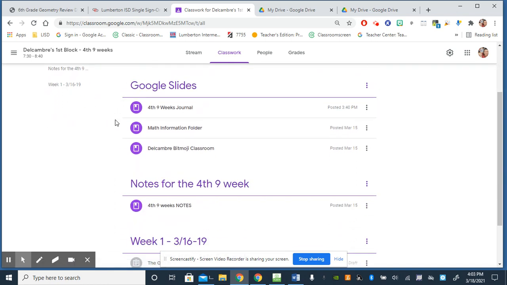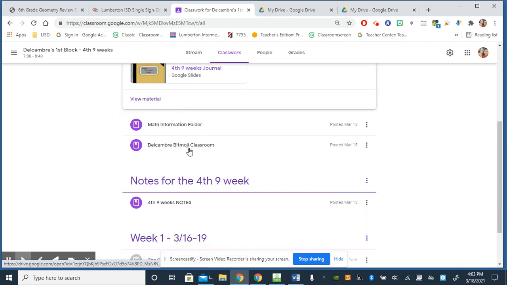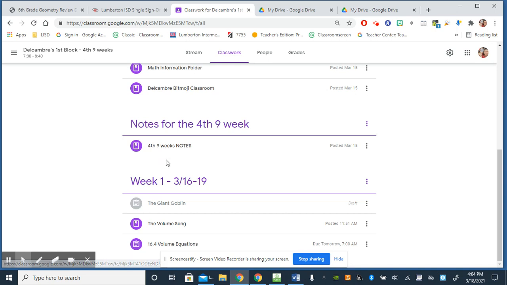new Google Slides. I put in the fourth 9 weeks journal, so you don't have to go to the Bitmoji classroom. You can pop open the Google Slides, and it has our fourth 9 weeks journal already there with hyperlinks to the slides with the notes. Okay, your notes for this 9 weeks.